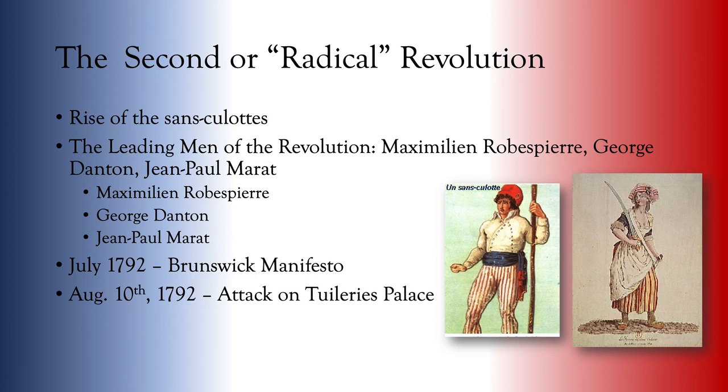Robespierre was known to be a really enigmatic, charismatic public speaker, right? So he was a great orator. But this also makes him a very divisive figure during the revolution. He will ascend to power throughout the revolution, and this second or radical phase of the revolution is when he ultimately comes to dominate the French government.